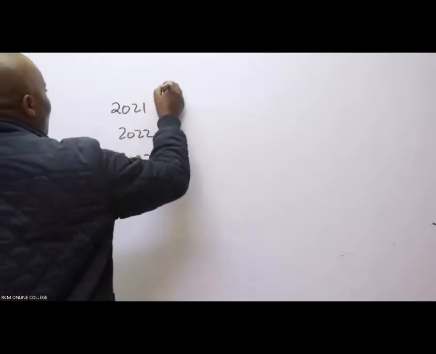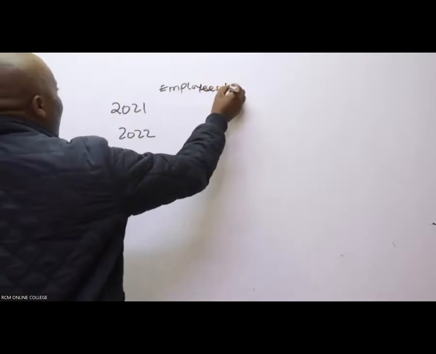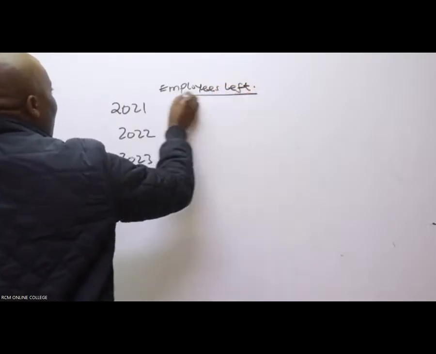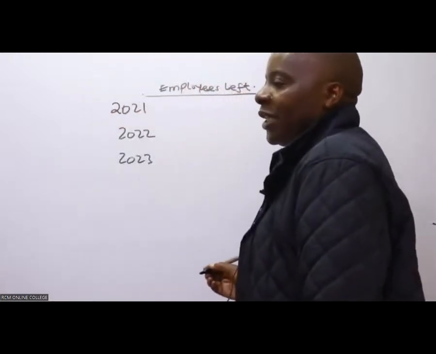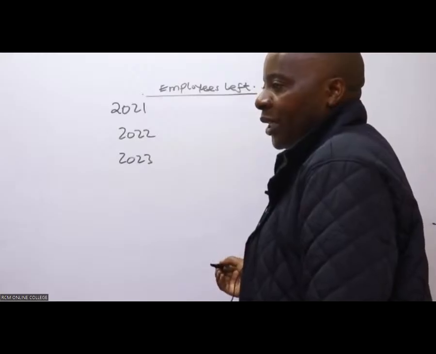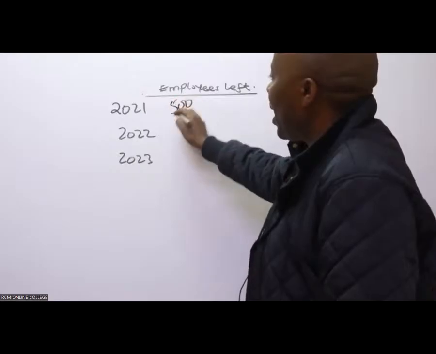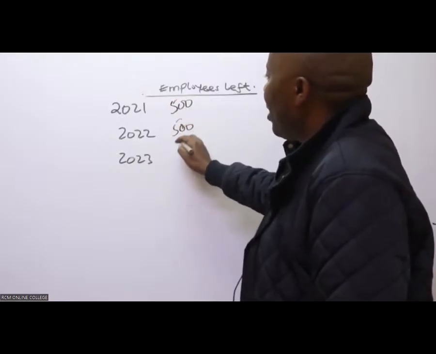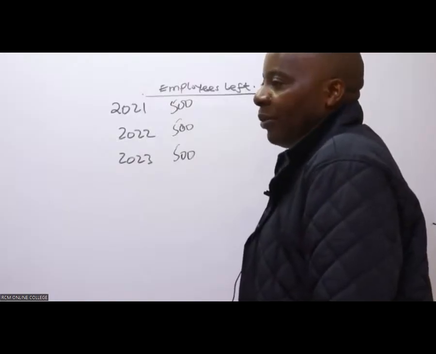So in this case here, of course, the guys who are going to get these share options will be the employees who will be left in the company over the 3-year period. Remember, we began with 500. We began with 500 employees.